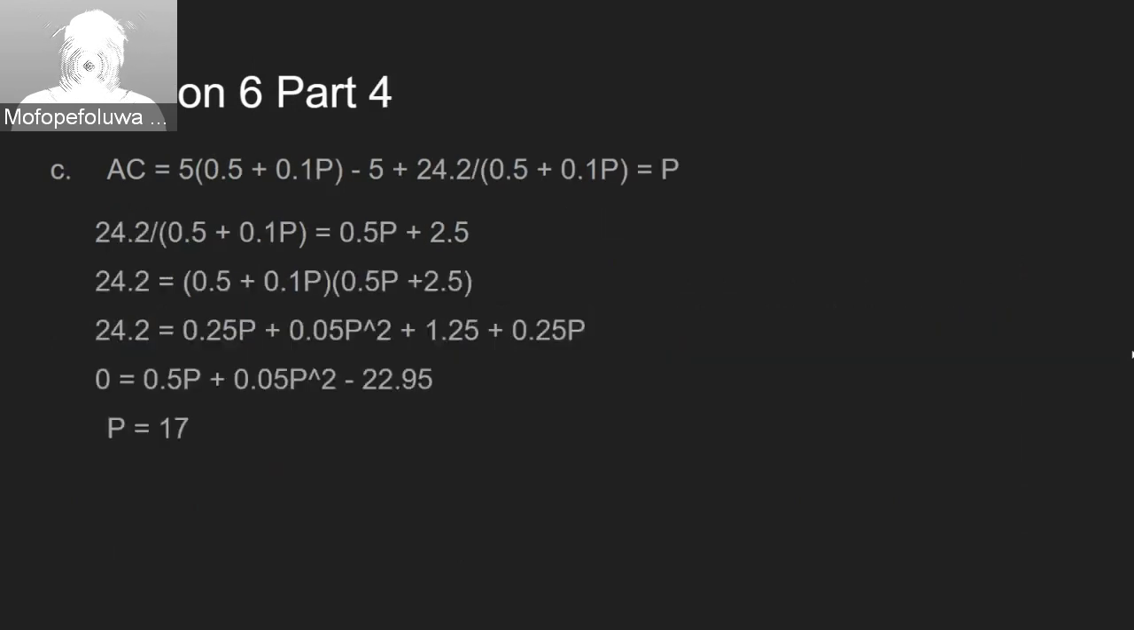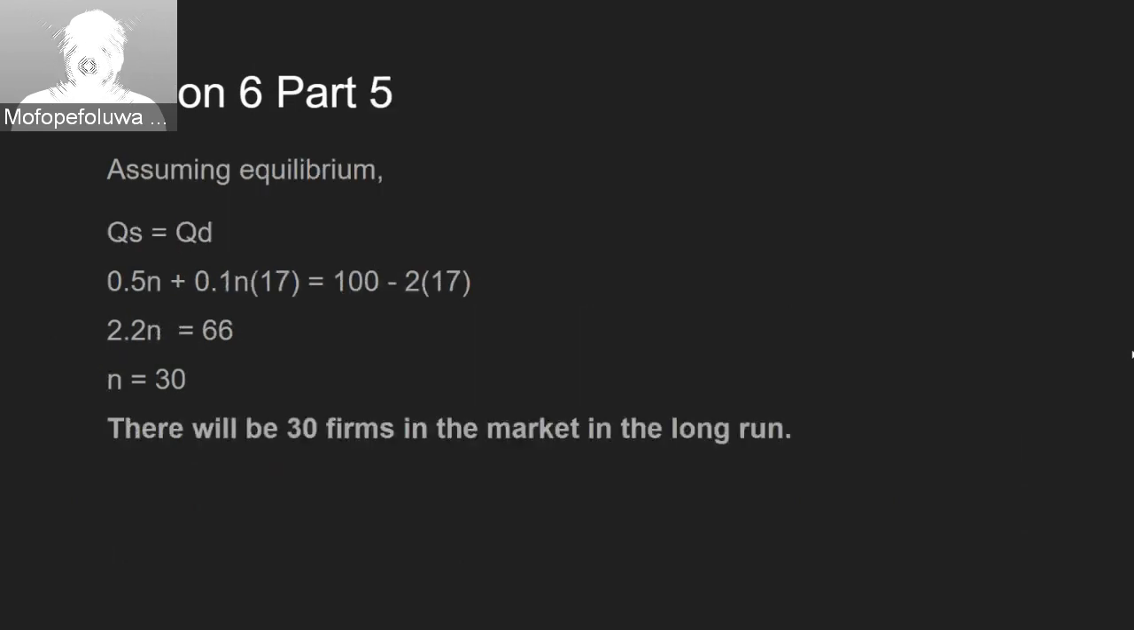And then for part C, we are told that in the long run, the average cost will be equal to the price. You use the equations given above to solve for price, giving us a price of $17. Then assuming equilibrium, we set the market supply equal to the market demand, giving us that N, the number of firms in the market, is 30 firms. Therefore, there will be 30 firms in the market in the long run.